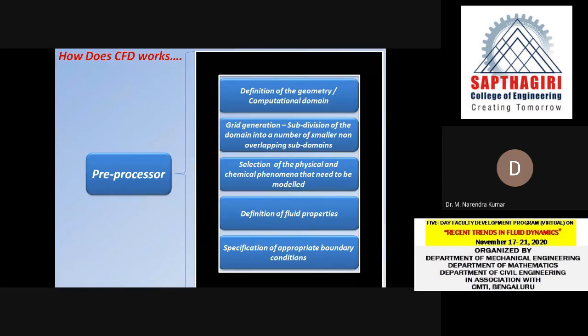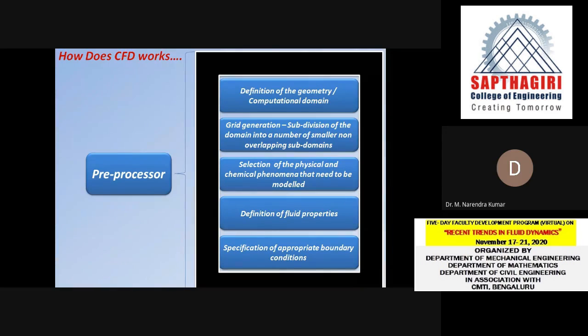So the next aspect is the selection of the physical and chemical phenomena that need to be modeled. Okay, so we'll be trying to select the physical and chemical phenomena that need to be modeled. So then you come across the definition of the fluid properties. So what is the type of fluid that you are trying to use? Based on the type of fluid that you are using, you need to define the fluid properties accordingly.